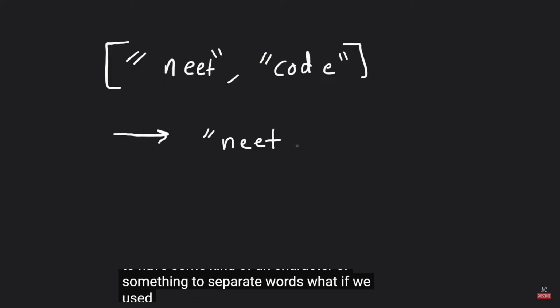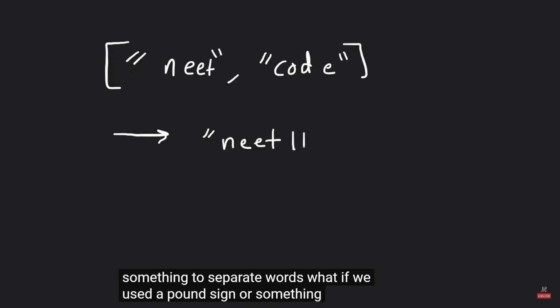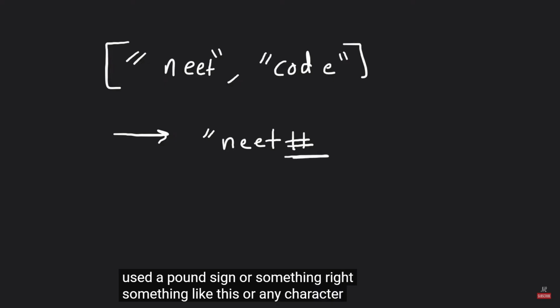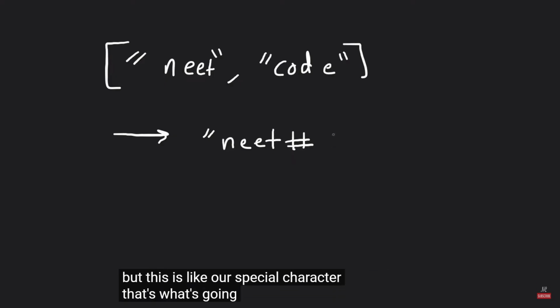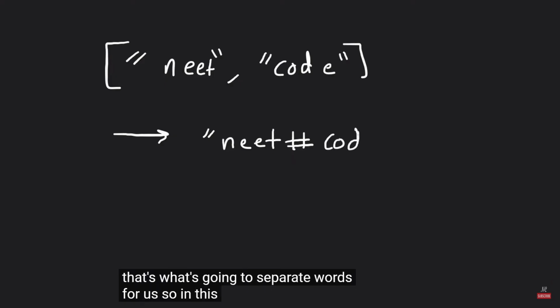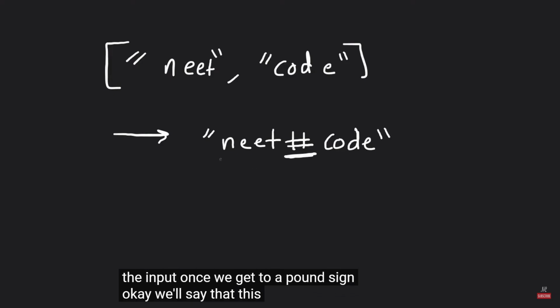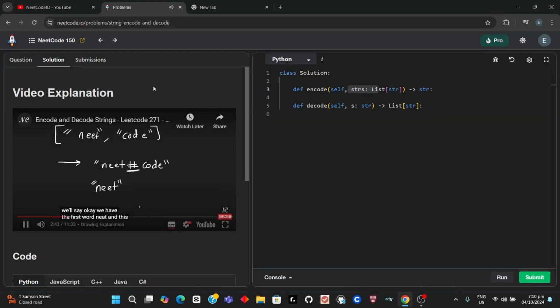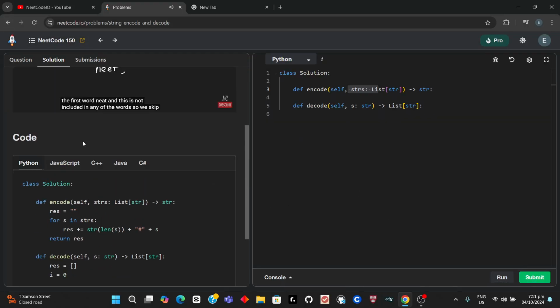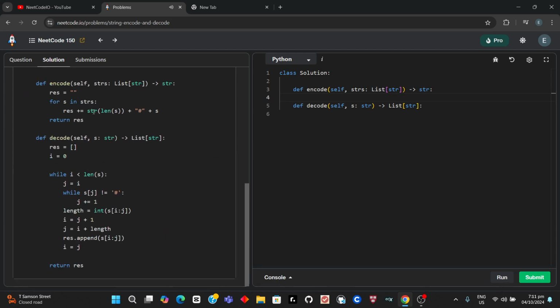What if we used a pound sign or something? Or any character, maybe a question mark. But this is our special character. That's what's going to separate words for us. So in this case, it works out, right? We'll go character by character in the input. Once we get to a pound sign, we'll say that this word ends. So we have the first word, neat, and the pound sign is not included in any of the words, so we skip it. Then we get to the remaining portion, code, and there aren't any more pound signs, so that works out in this case.